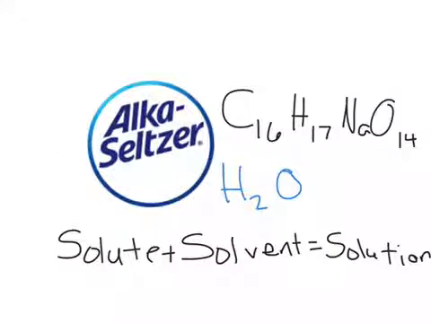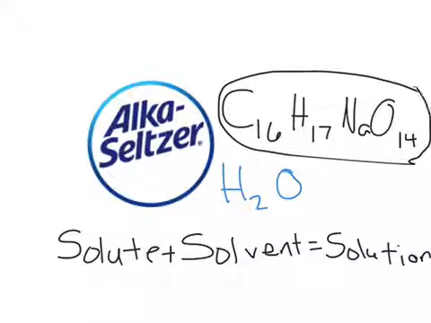After the food coloring is added, the Alka-Seltzer goes into the water bottle and sinks down to the bottom because it's solid and denser than the liquids. The compound for Alka-Seltzer is C16H17NaO14, which is why it reacts with the water, not the oil. The chemical properties of the tablet also react with water.